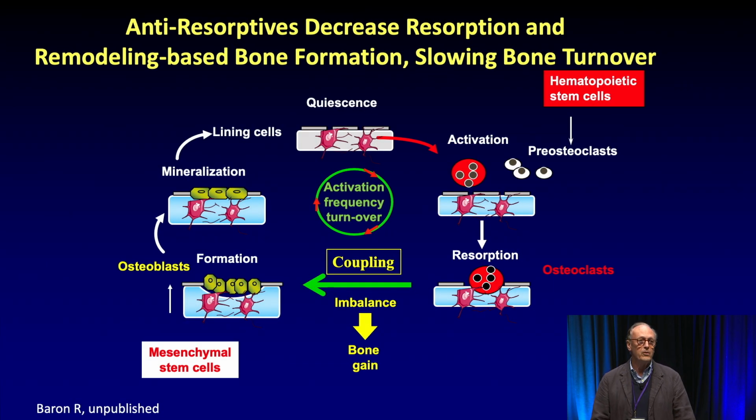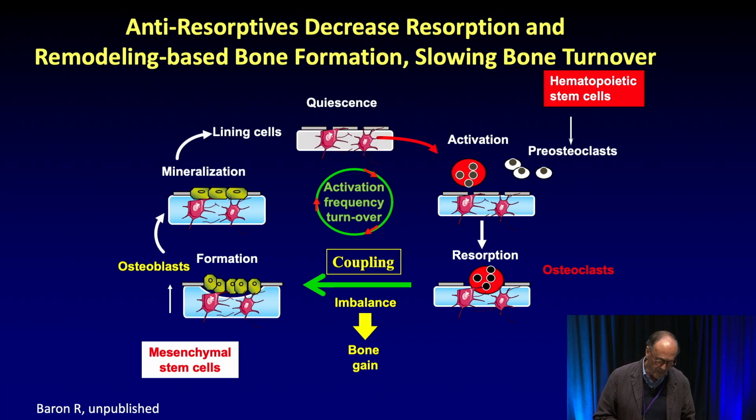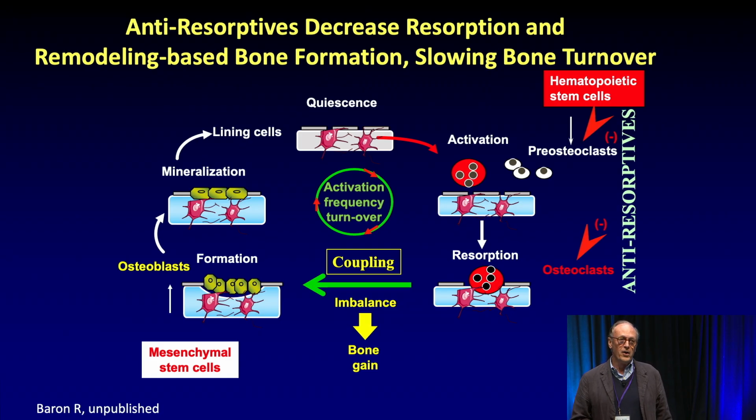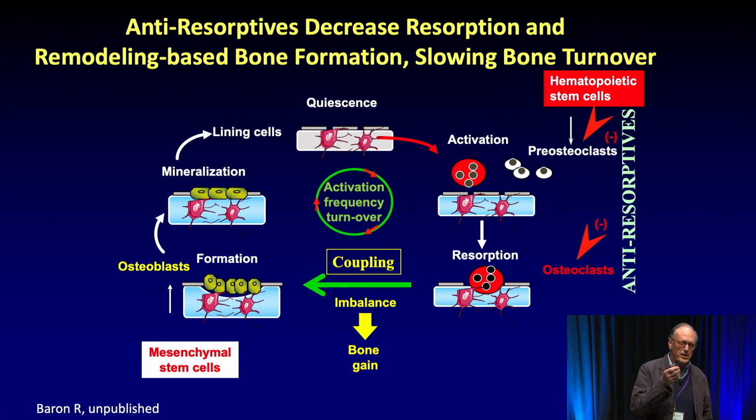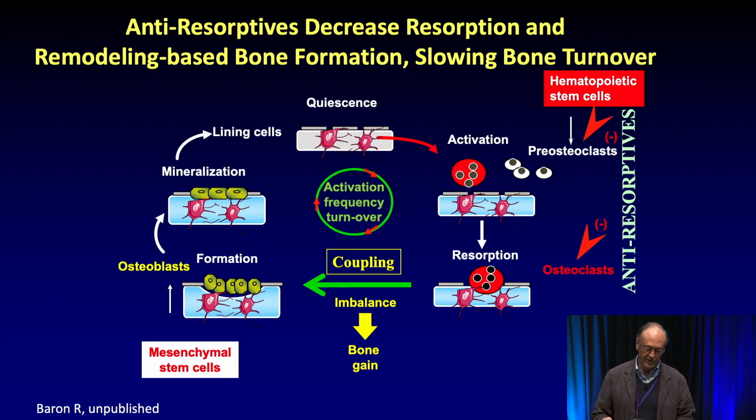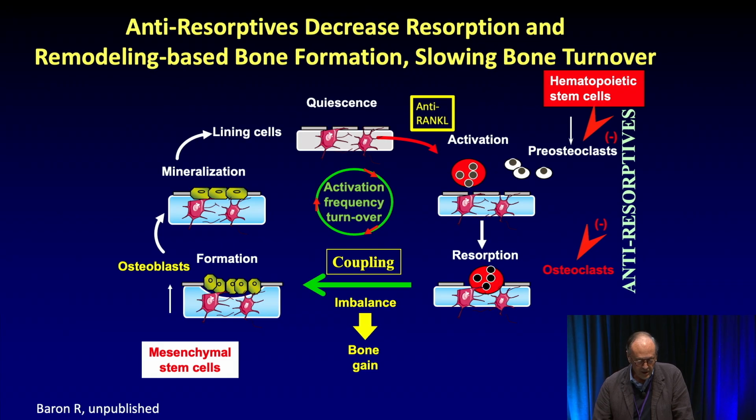So now we go back to my remodeling cycle and ask, how can we prevent or treat this progressive loss of bone with time? Of course, the first thing that comes to mind is, okay, I'm going to block the resorption because it has a negative connotation. Resorption, that's kind of bad. So let's try to block it. And we've been quite successful at doing that with two agents.